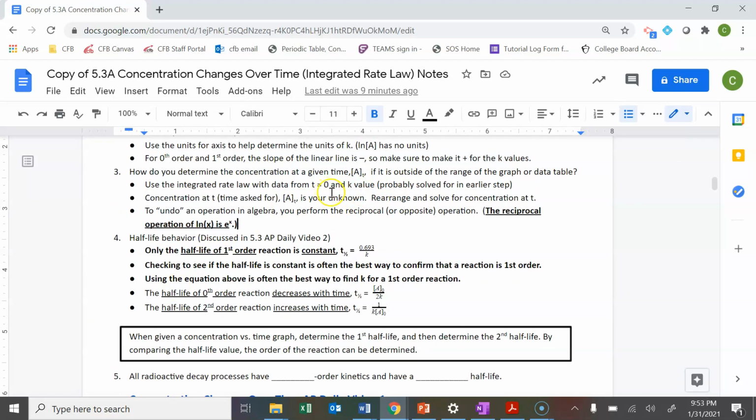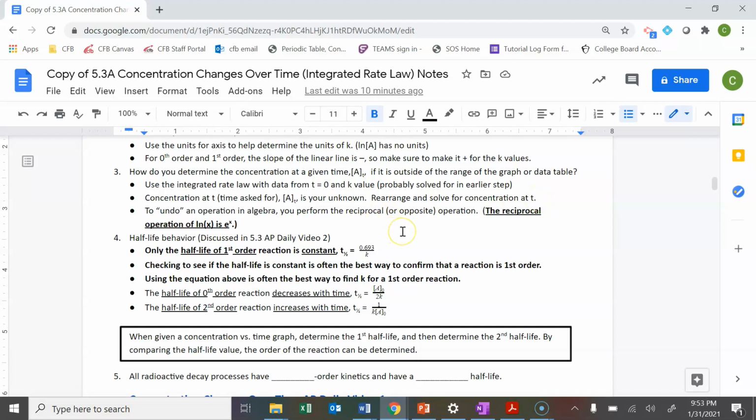And we're going to use the data from t equals 0 and the k value that's probably solved for in an earlier step. Those are all values we can plug into the rate law equation. The only thing that's left unknown is going to be the concentration of A at the time that is asked for in the problem. Plug in the time. Then you will rearrange and solve for the concentration at that given time.